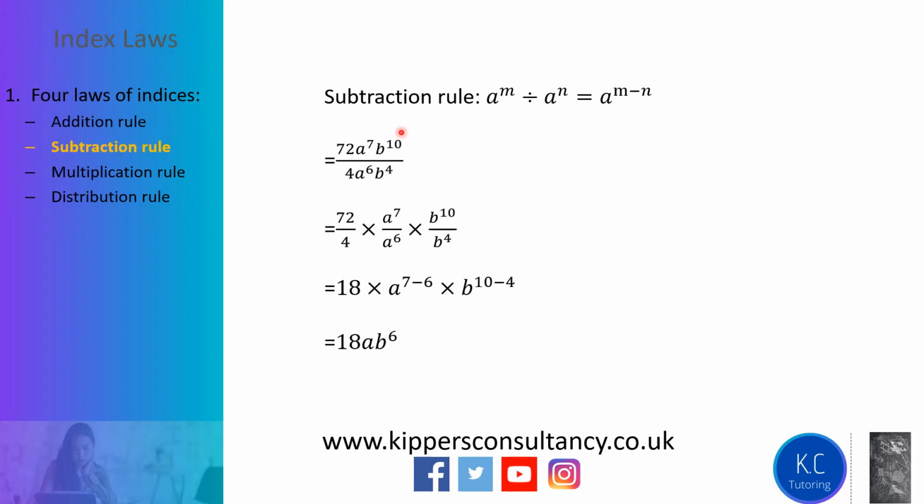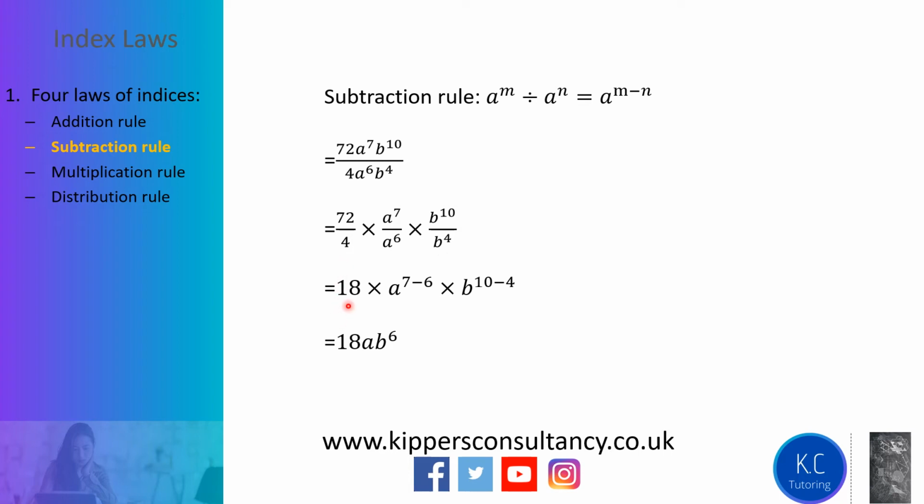Let's now take an example of the subtraction rule. Here we have 72a to the power of 7, b to the power of 10, divided by 4a to the 6, b to the power of 4. Let's start by separating out the coefficients, the a terms and the b terms. So that becomes 72 divided by 4 times a to the power of 7 over a to the power of 6 times b to the power of 10 over b to the power of 4.